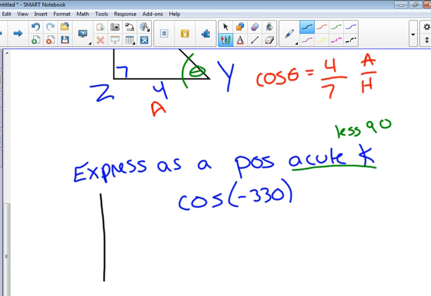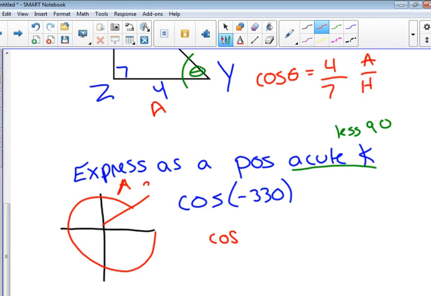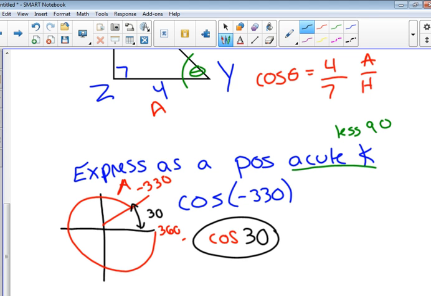So when you have something like negative 330, that means you're going down 330 degrees. In that quadrant, is cosine positive or negative? It's still going to be positive. And if this is negative 330, and this is your 360, what's the difference? 30, good. So really, this is the same thing as cosine 30 degrees, and that's what they're looking for. They just want 30.